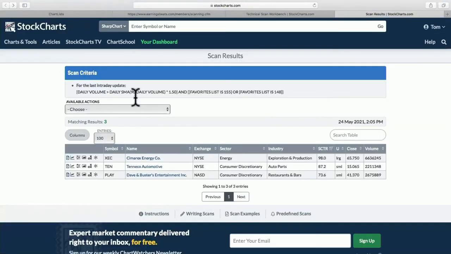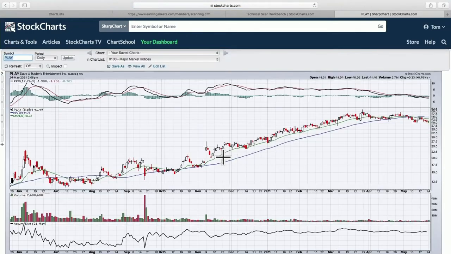Let's take a look at the third and final one that came up on this scan. And this is Dave & Buster's, ticker symbol PLAY. Now this one's got heavy volume, but it's gone down and it's actually below some of the key support levels that I would personally be looking for. Recent lows down at around $41, $42. Also, it looks like it's starting to trend a little bit lower, moving down below the moving averages, moving back up, testing, and then moving back down.